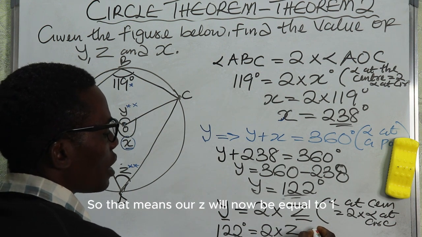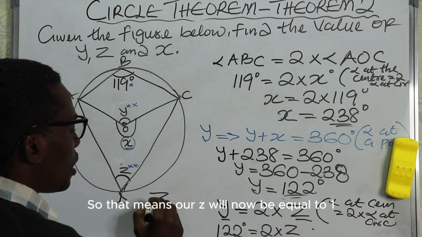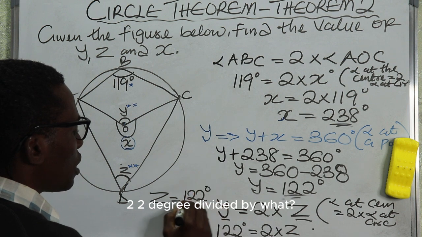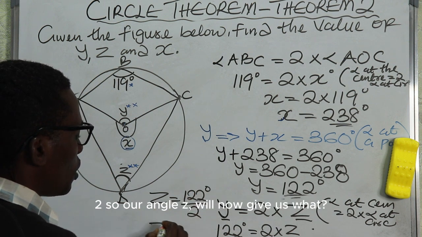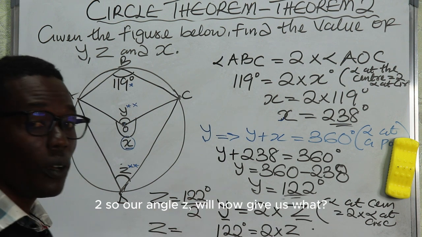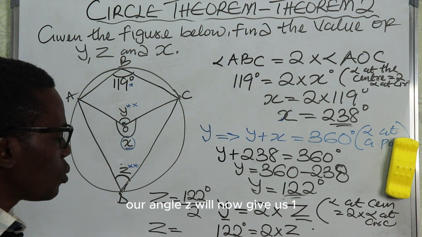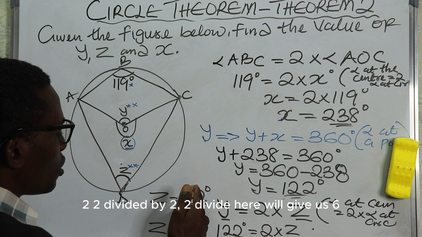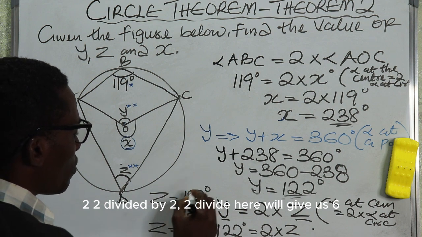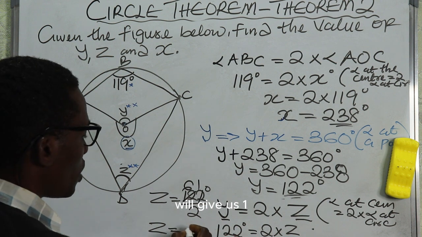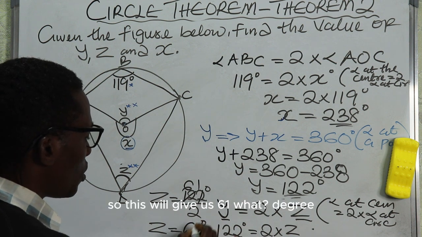So that means our z will now be equal to 122 degrees divided by what? 2. So our angle z will give us 122 divided by 2. 2 divided into 12 will give us 6, and 2 into 2 will give us what? Will give us 1. So this will give us 61 what?